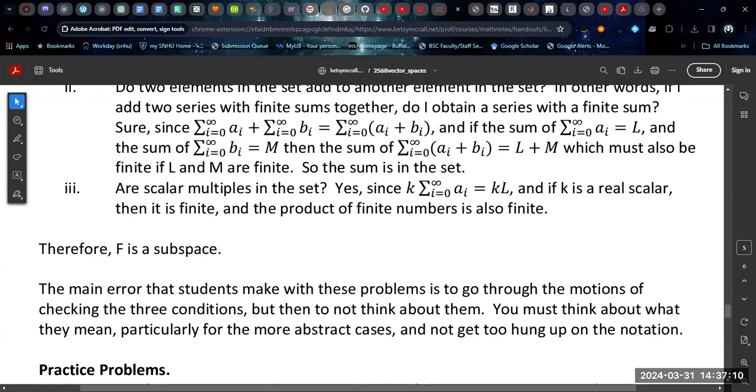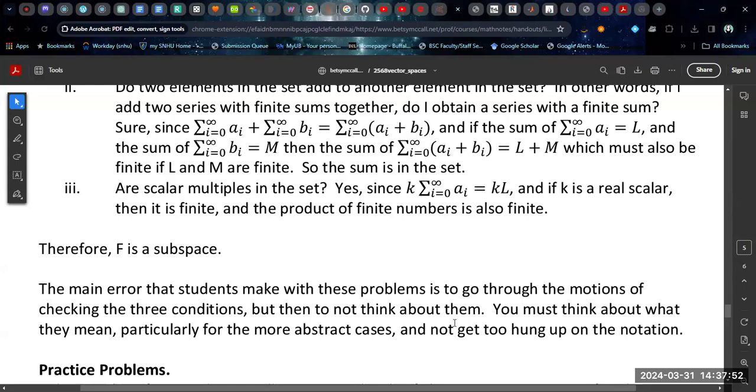Now, the most common error that I see with students checking these conditions is going through the motions and not actually thinking about what they're writing. They write down the three things and they say, oh yeah, it's fine. Oh yeah, it's fine. Oh yeah, it's fine, without stopping to think about whether that's actually true. So again, don't get too hung up on the notation, especially for abstract cases, because you do actually have to think about whether this is actually valid, and process what the conditions mean, because they're not always going to work out.